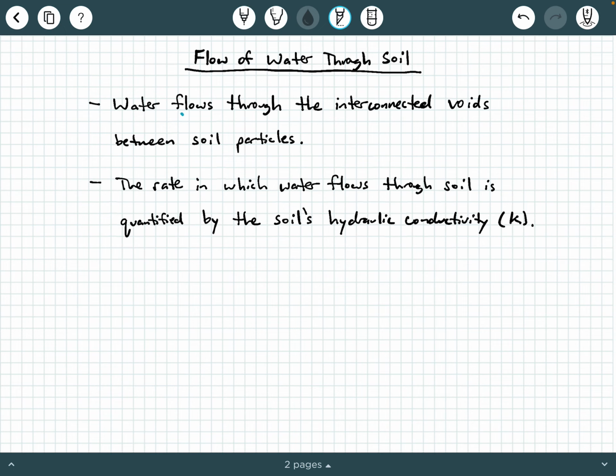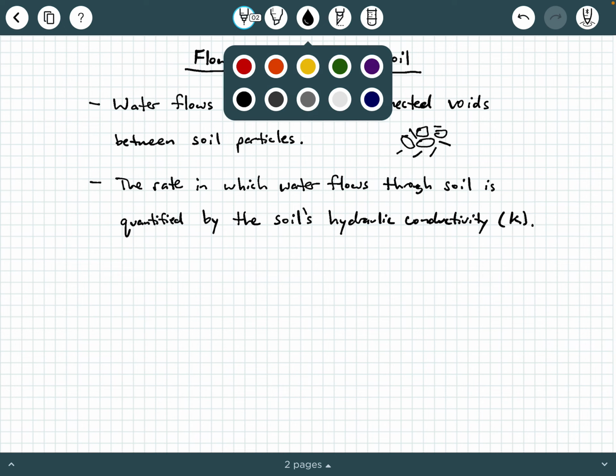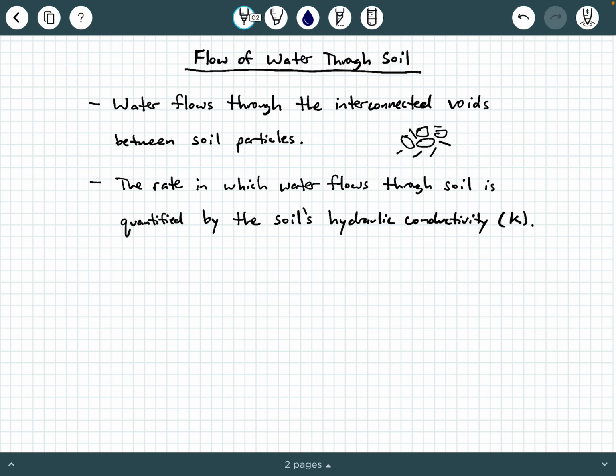Water flows through the interconnected voids between soil particles, okay? So think about it, whenever we have soil particles, maybe we have some granular soil particles like this, maybe we have some flat, flaky clay particles in the mix as well. Whenever you have the presence of water, it will tend to flow in between these solid particles, okay?